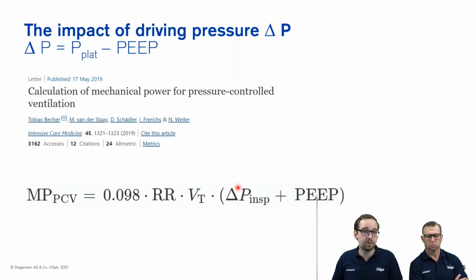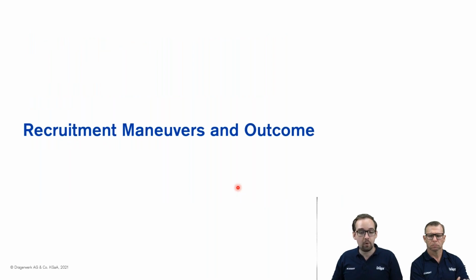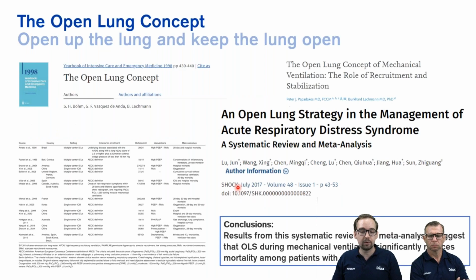What can be done to do this? How can we still achieve a certain tidal volume and potentially not change or increase the driving pressure? Of course, you see the answer is very likely optimizing PEEP, optimizing end expiratory lung volume. So talking about lung recruitment. So recruitment maneuvers and outcome.